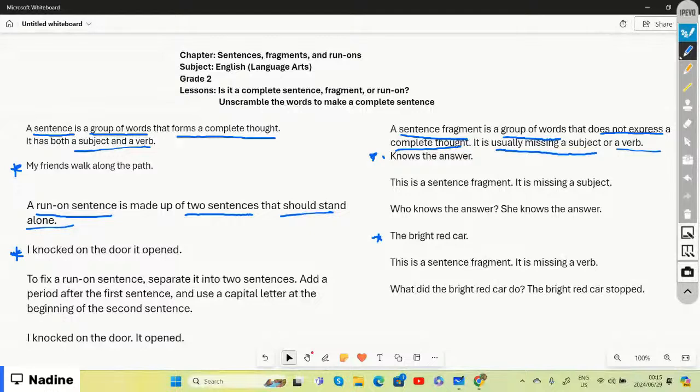So now it says that if you want to fix the run-on sentence, then we need to separate it into two sentences. We need to add our period after the first sentence, use a capital letter at the beginning of the second sentence, right? And then add our period or end mark, right?